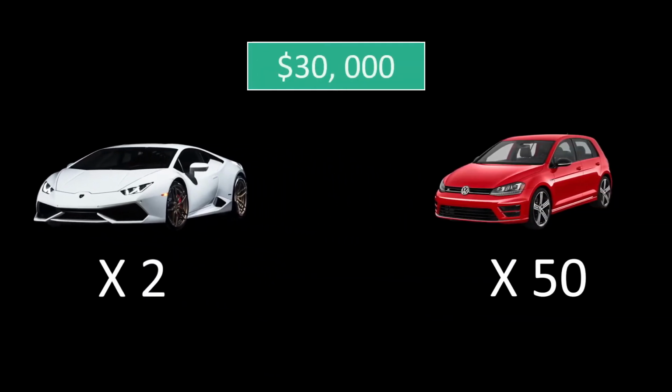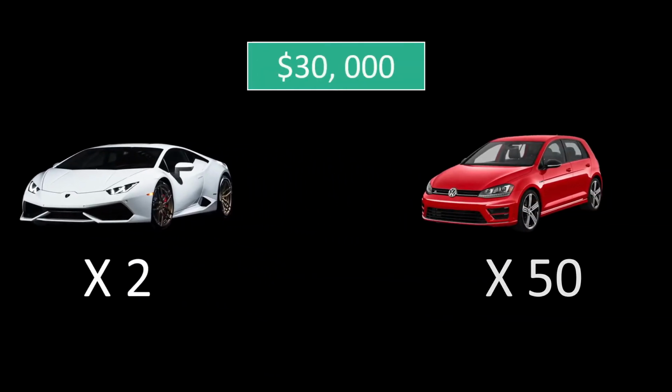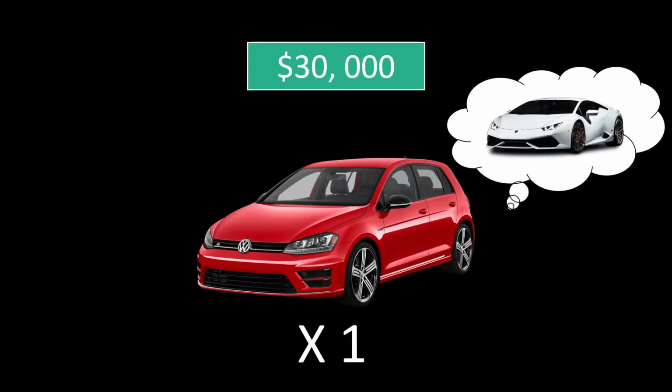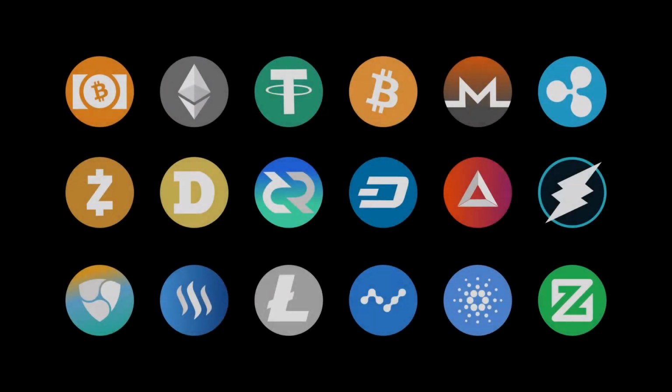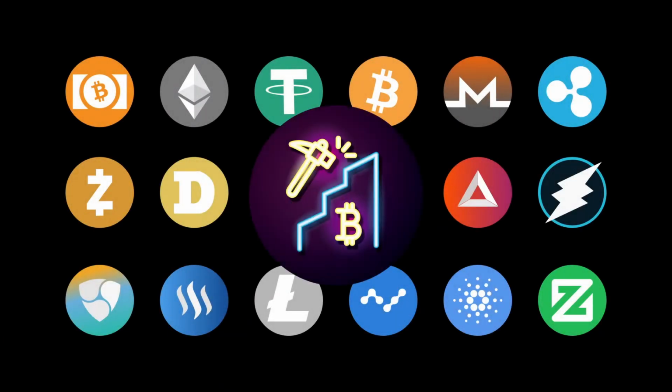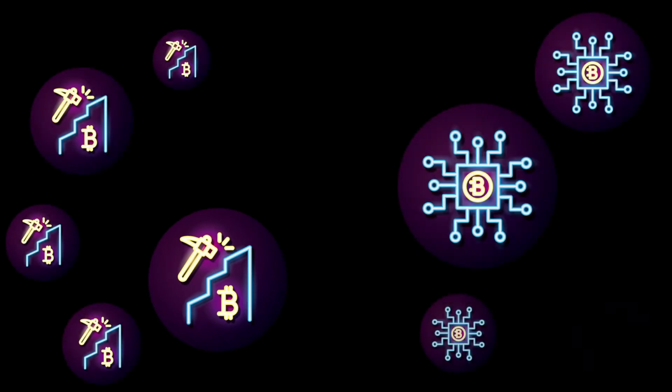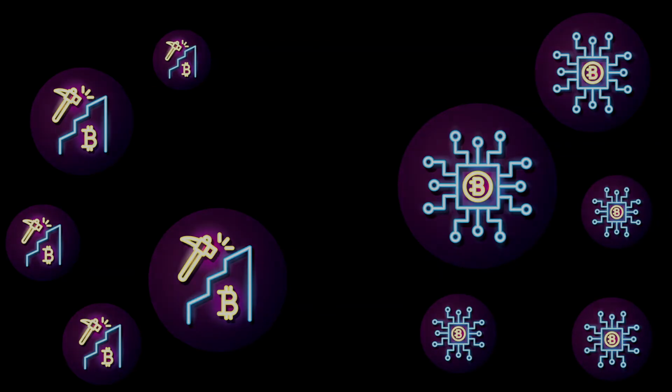Now what if you had only $30,000 to spend? You don't have any option but to go with the Volkswagen. You can't afford a Lamborghini no matter how hard you try. Similarly, different cryptos have different cryptocurrency difficulties. The higher the cryptocurrency difficulty, the more computational power required to mine them.